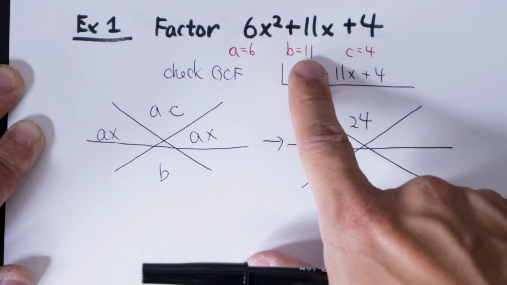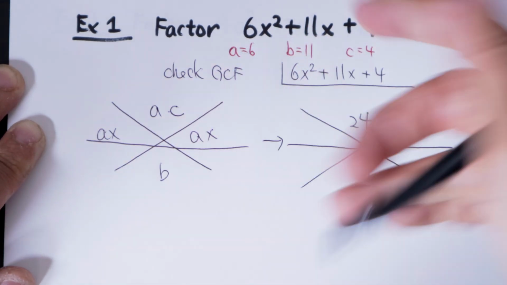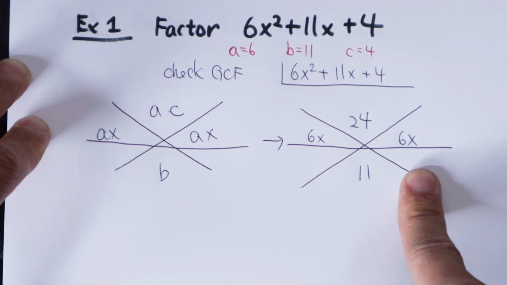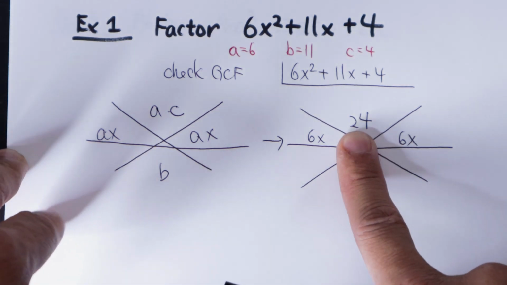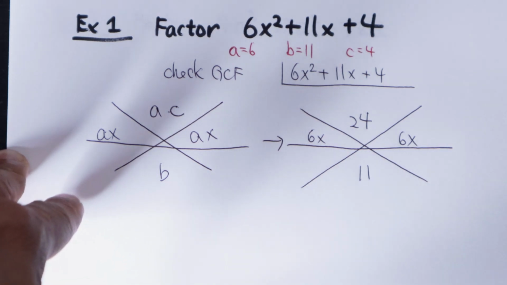Here the B is still 11, so we're going to put 11 there. A in this case is 6. You're going to put 6x and 6x. To find these two missing numbers, it is exactly just like the x game. You're going to find two numbers that multiply to get 24 and add to get 11. Well, there's quite some possibilities.